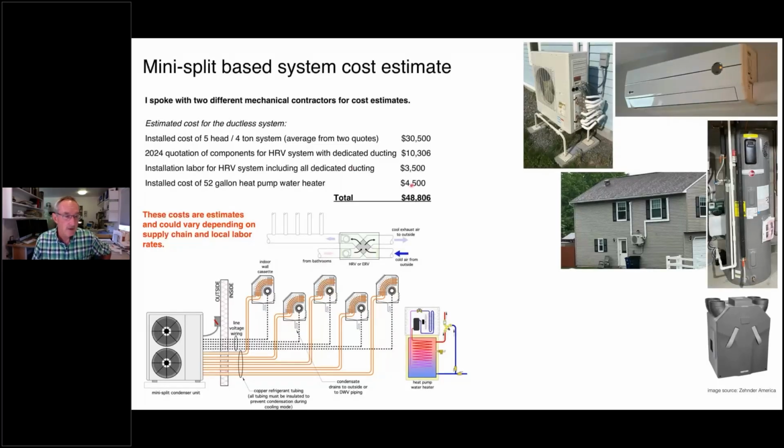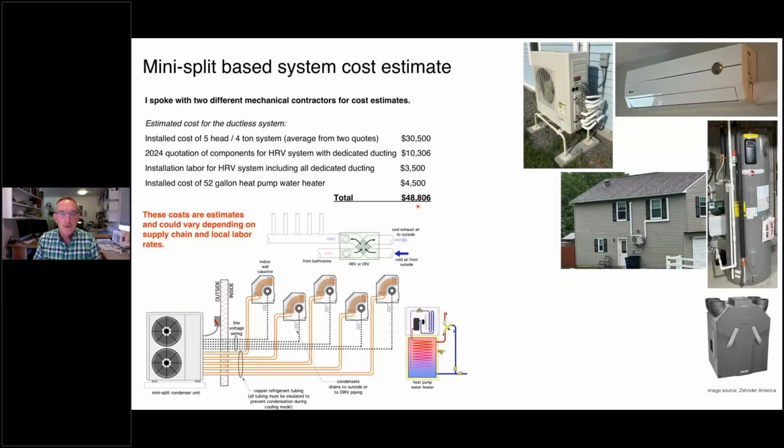Again, I put down here, these costs obviously could vary depending on the supply chain, local labor rates, permitting, a lot of things can affect it. So you may say, well, that's high, that's low, but based on my area and based on getting some quotations on equipment, total cost in round numbers about $48,800, or round it off, $49,000 for that system.